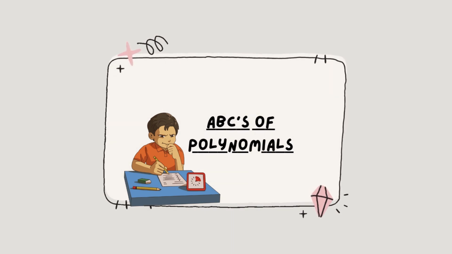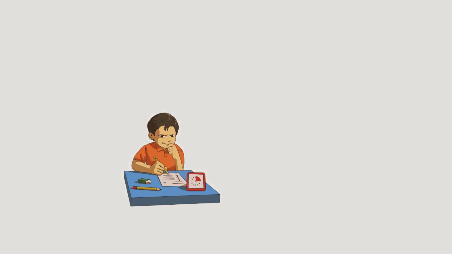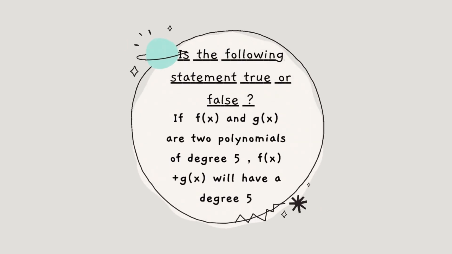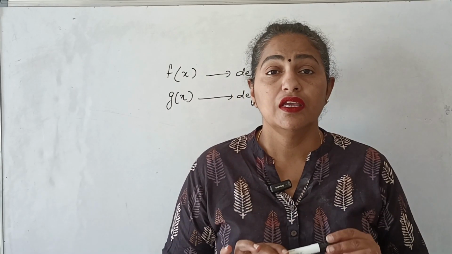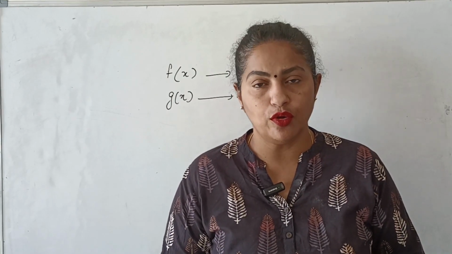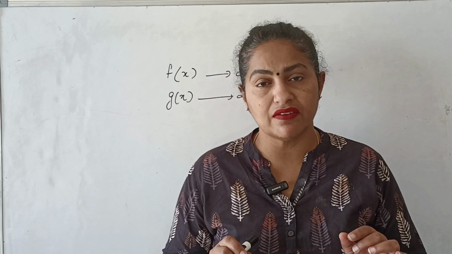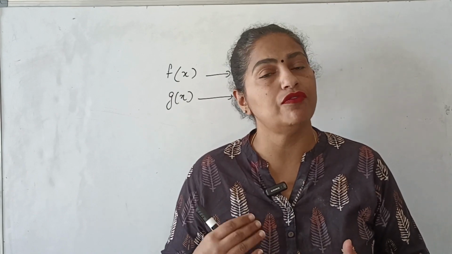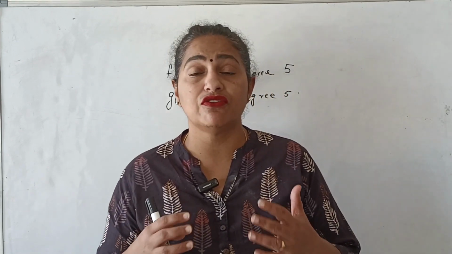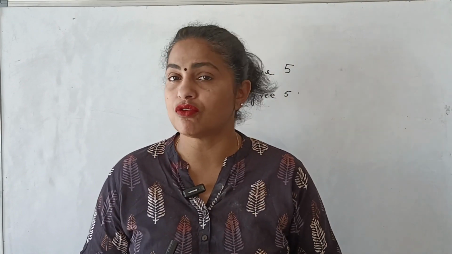Now let us start with the first question. If f(x) and g(x) are polynomials of degree 5, will f(x) plus g(x) be a polynomial of degree 5? So we need to say whether that particular statement is true or false.